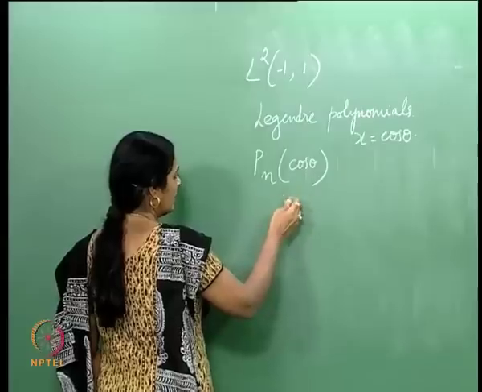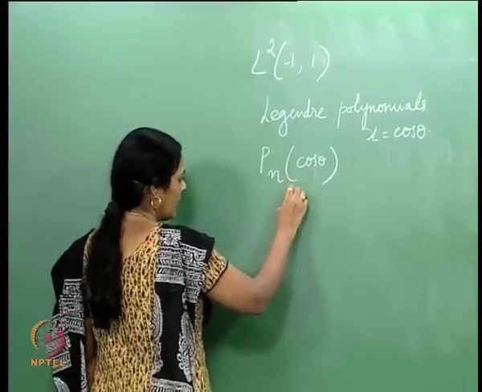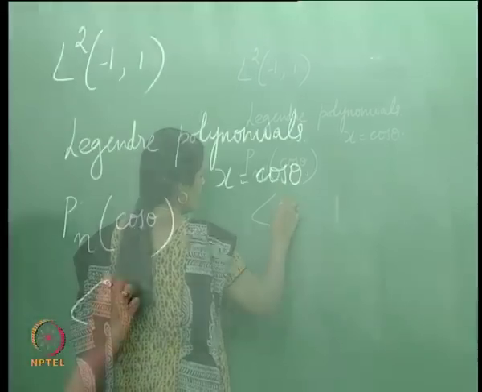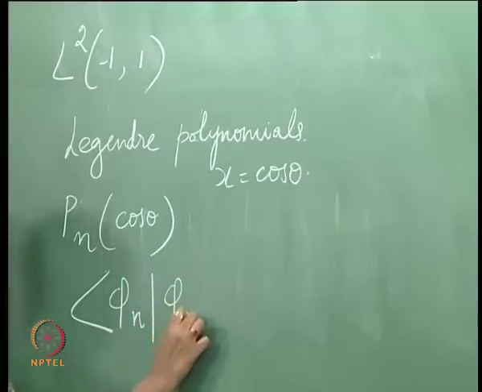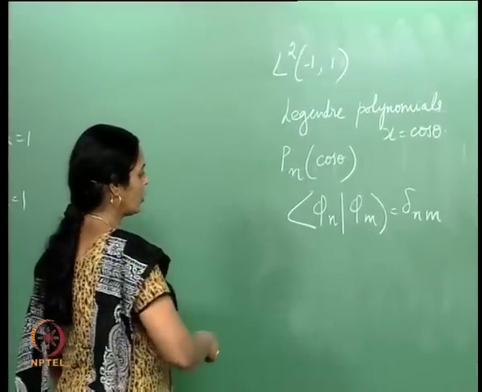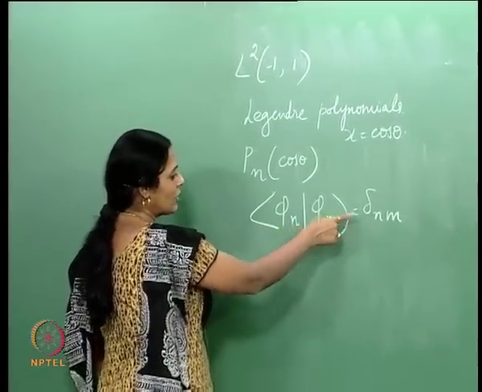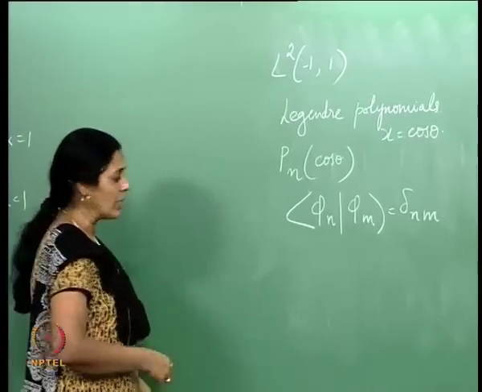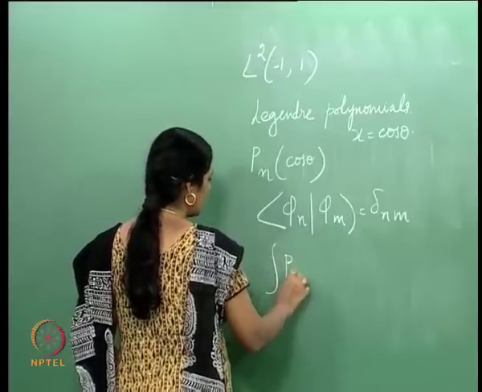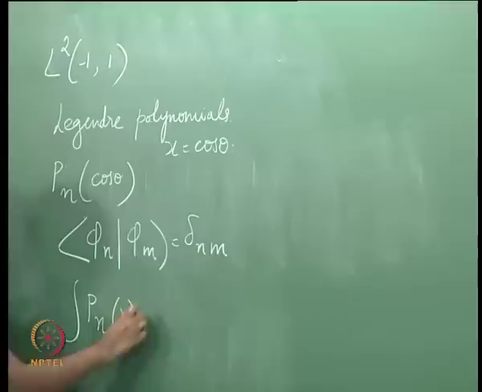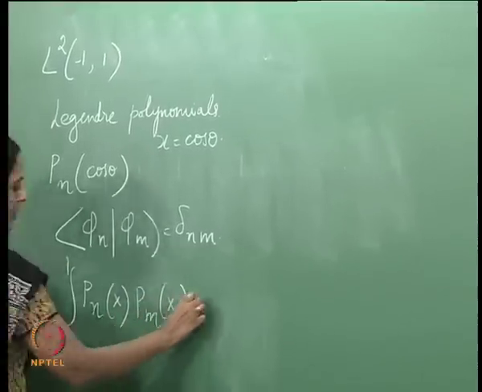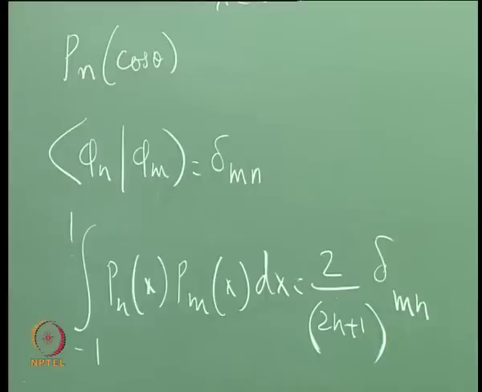And they are certainly orthogonal to each other. In terms of the Dirac-Ket notation, the orthogonality property would be this: normalized to 1 and orthogonal. Let us just look at the fact that if n is not equal to m, that is 0, there is no overlap. So, this would simply be the integral of Pn of x, Pm of x dx over the range -1 to 1, which is 2 by 2n plus 1 delta mn.